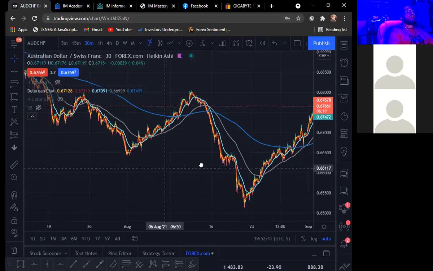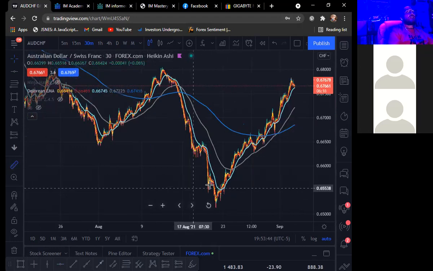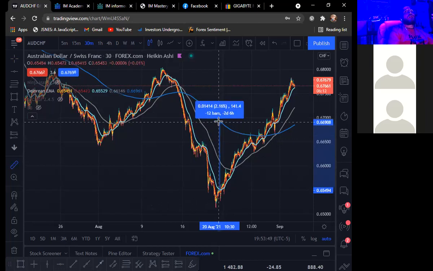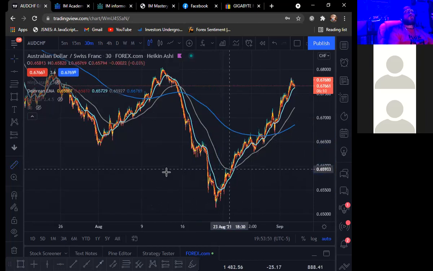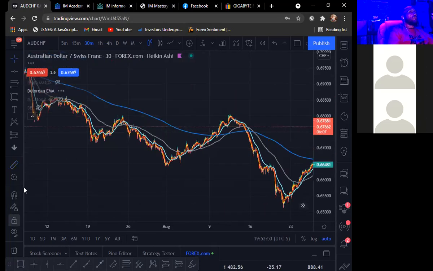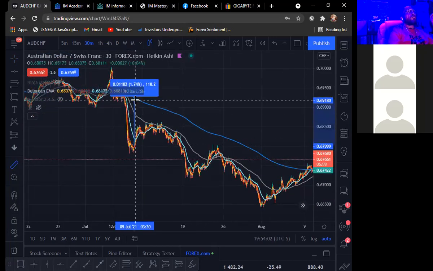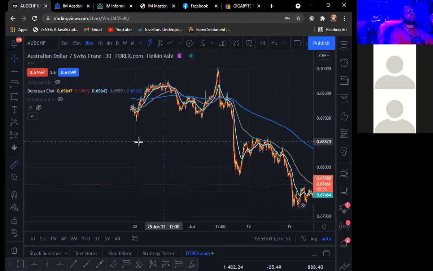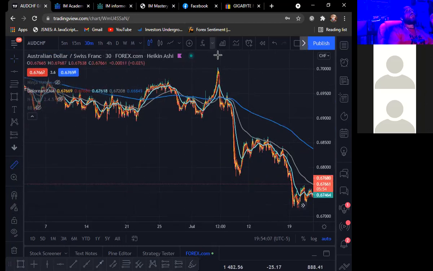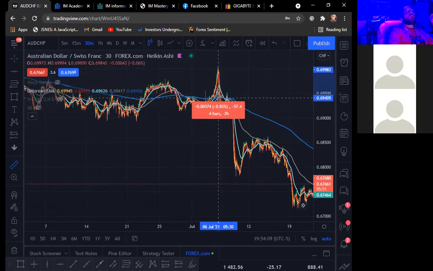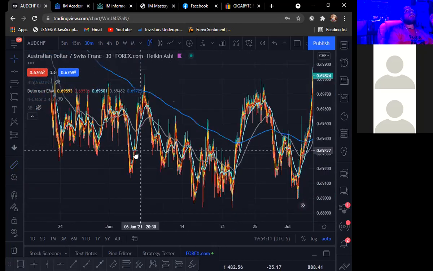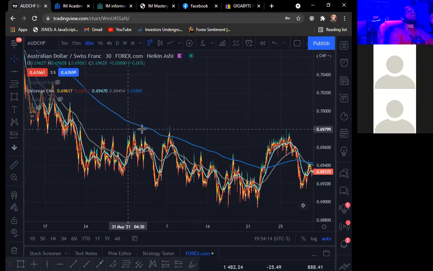Depending on the chart, see, this one got 144 pips away. Look here, this one got 119 pips away. So 144, 119, 118, 54.